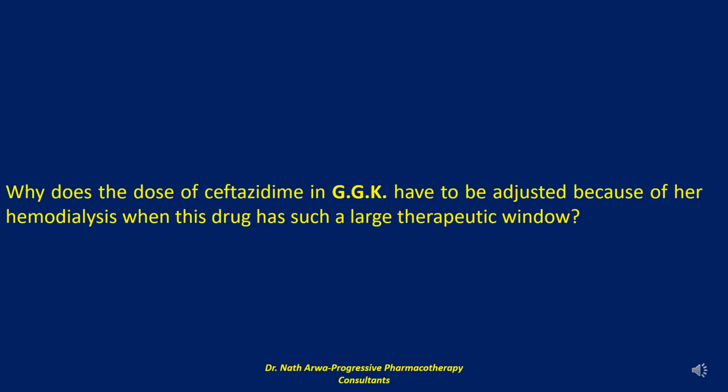Because only 21% of ceftazidime is protein-bound and its volume of distribution is 0.2 liters per kilogram, it should be readily removed by hemodialysis. The mean dialysis clearance of ceftazidime is 55 ml per minute, with 55% of the drug removed during 4 hours of conventional hemodialysis. A supplemental dose of ceftazidime should be given to G.G.K after each hemodialysis session to maintain a therapeutic concentration. Half of the daily ceftazidime dose should be administered after each dialysis session.